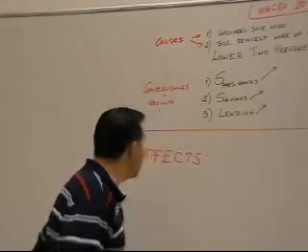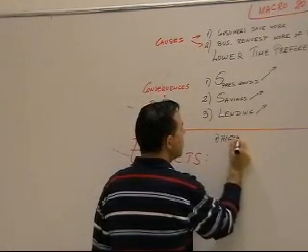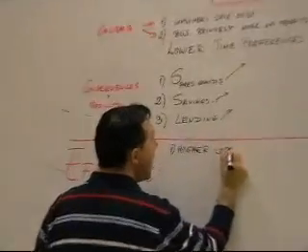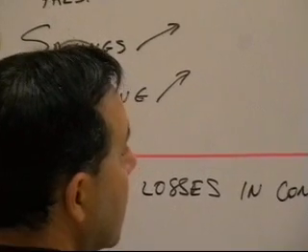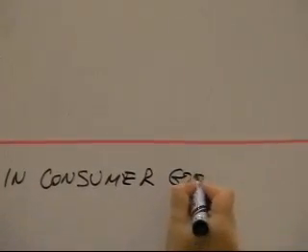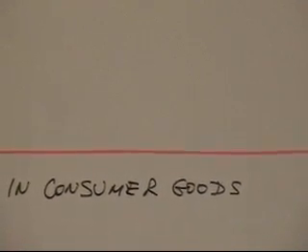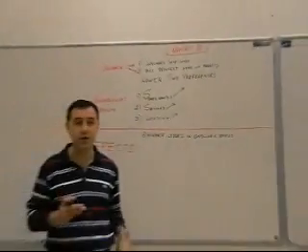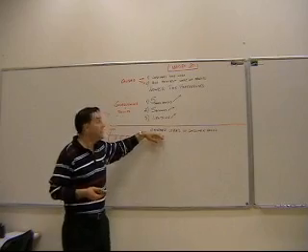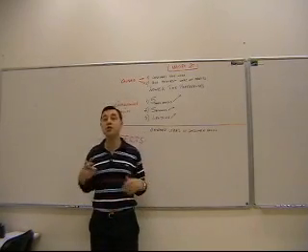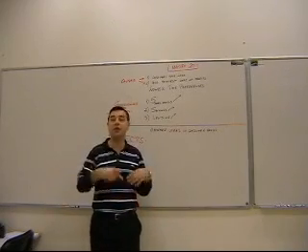So the first effect is higher, or relatively higher, losses in consumer goods and relatively little losses in capital goods. Why would that occur? Very simple. Consumers are consuming less shampoo, less electricity, less paper, less whatever.